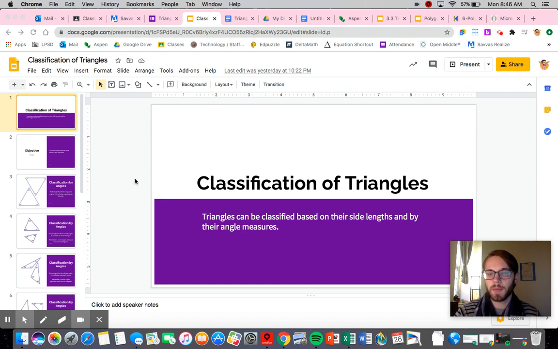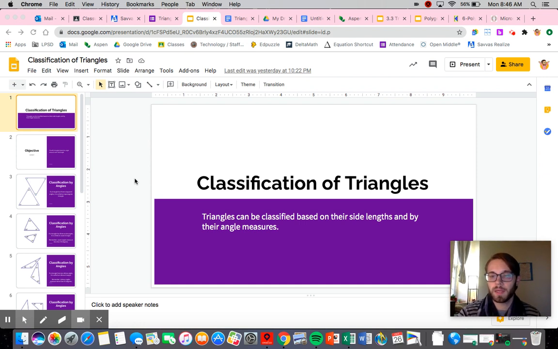Everyone, I just wanted to take a minute to go through the slides on classification of triangles. In class, we went over these slides as well. So in case you missed it or needed a little refresher, this will help you complete the notes and answer any questions that you might have.